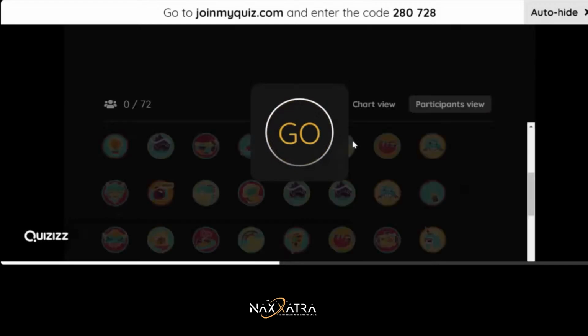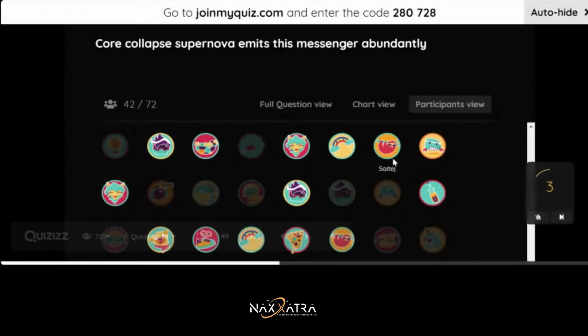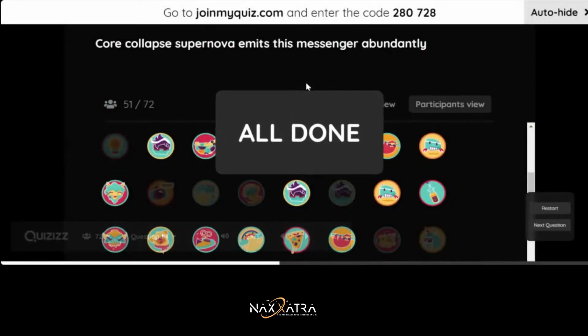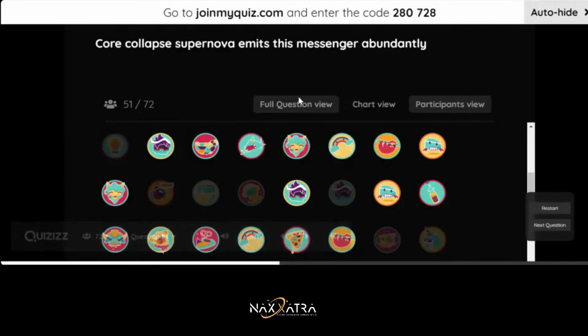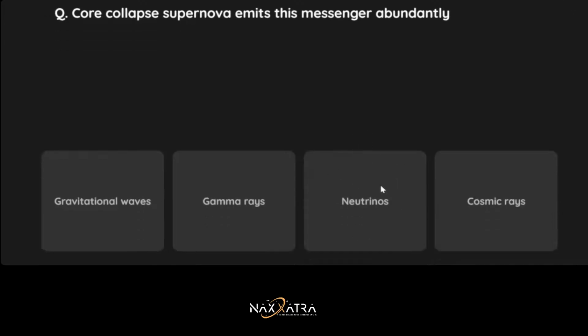The next question. Core collapse supernova emits this messenger abundantly. So which messenger is emitted abundantly from core collapse supernova? So only 5 seconds remaining. Fast. I'm stopping the responses. Yeah, done. So the answer is neutrinos, because 90% of the particles emitted, that is 90% by number, will be neutrinos, because neutrinos are emitted abundantly. So the answer is neutrino.